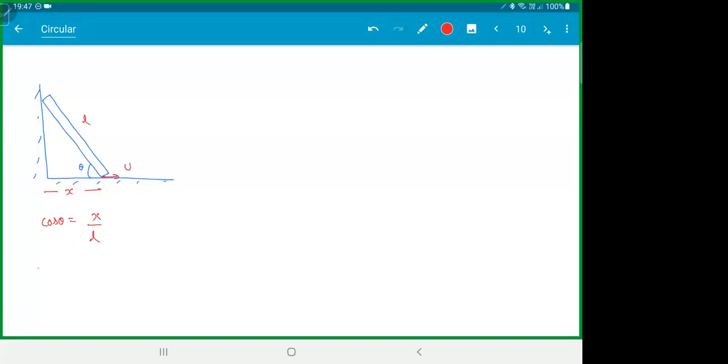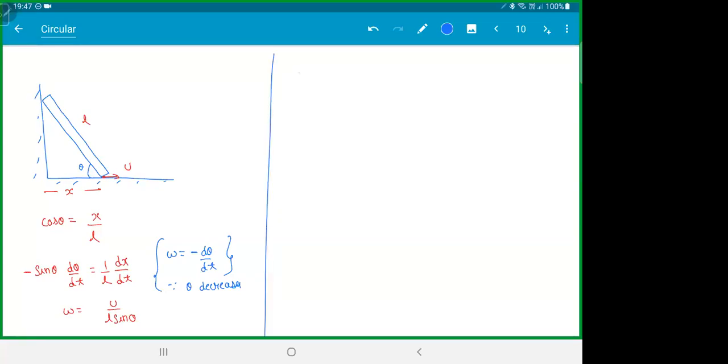Differentiate on both sides. Minus sin theta d theta by dt is equal to dx by dt into 1 by L. D theta by dt is omega. Dx by dt is minus u, so omega is u by L sin theta. Negative indicates theta is decreasing. Omega will be minus d theta by dt since theta decreases here. It's done in one step, the answer. Just cos theta and finish it off.